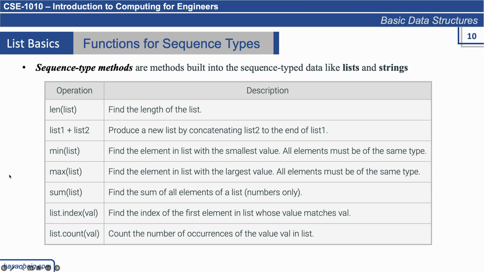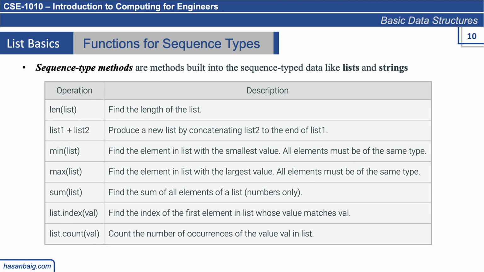Similarly, min determines the minimum element in the list. For example, if your list contains the ages of people, then you can determine the youngest age in the list. Similarly, max determines the maximum. Sum adds up all the elements stored in a list, and list.index(value): if an element is stored in a list, you may want to determine at what index that particular value is stored.